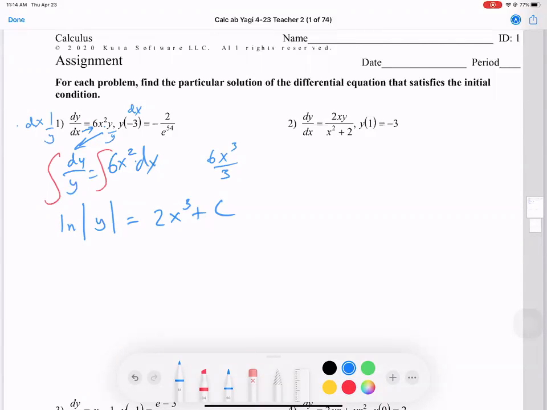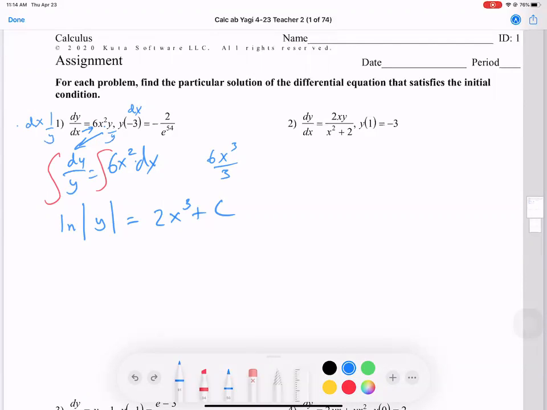Double check if you want. The derivative of 2x cubed is, bring down the 3, 6x squared. Okay, so really it's just us taking two separate integrals. Now, they want us to solve for y by itself. So let's go ahead and solve for y by itself.